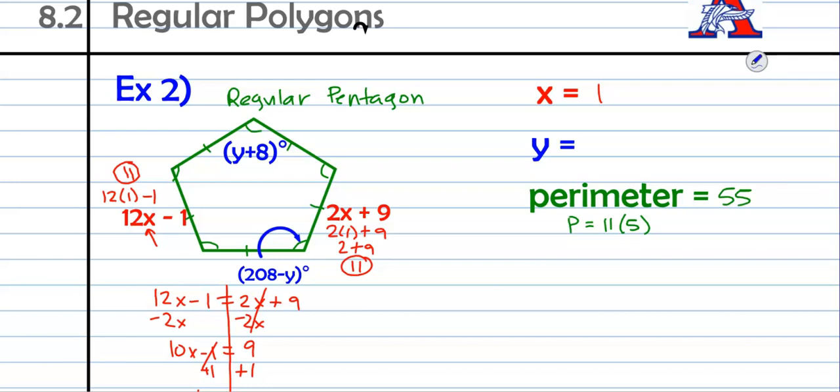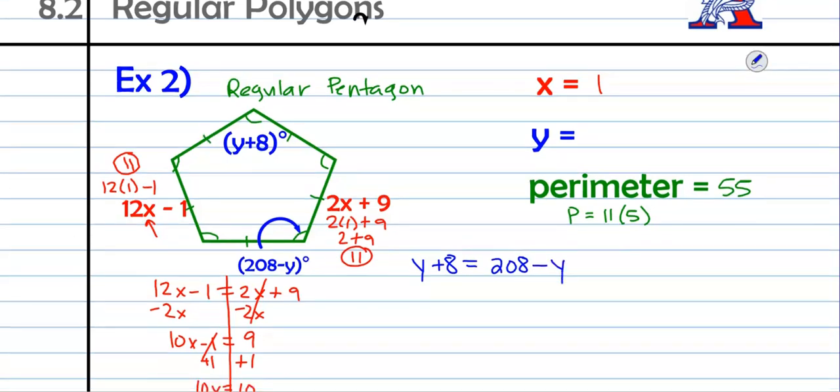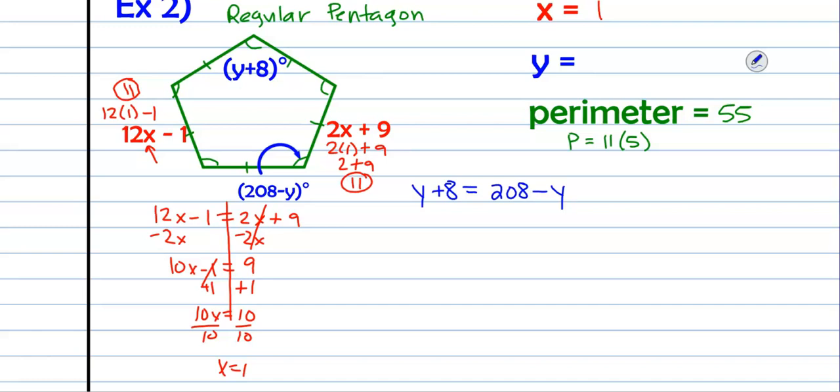So this one looks a little bit weird, but the angles should be congruent to one another. So y plus 8 should be equal to 208 minus y. And we haven't done a lot of equations that look like this, but it's the same thing. We just follow the same process. First thing I would do is probably get the y's to the same side of the equation. If it helps you to put 1s in front of them, do that. I think that's easier for some students.